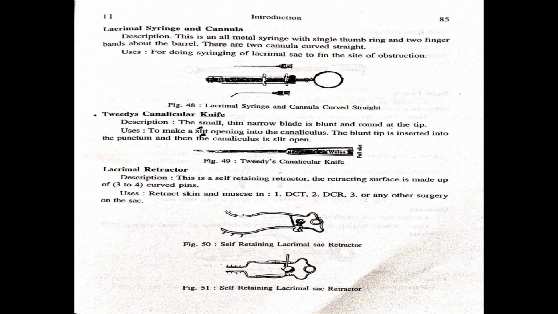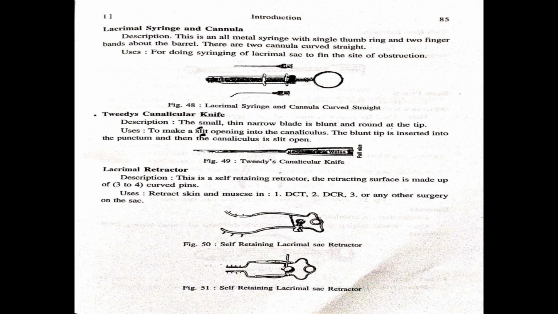Tweedy's canalicular knife. Description: the small, thin narrow blade is blunt and round at the tip. Uses: to make a slit opening into the canaliculus. The blunt tip is inserted into the punctum and then the canaliculus is slit open. Figure 49: Tweedy's canalicular knife. Lacrimal retractor.